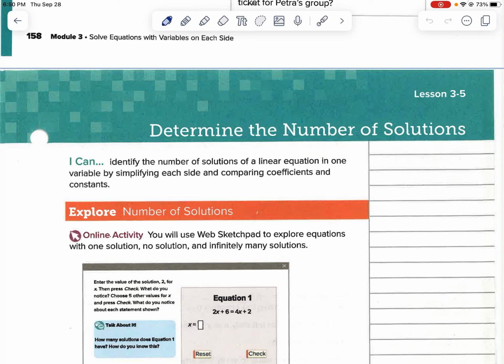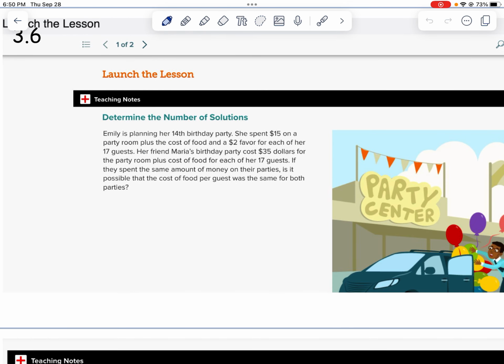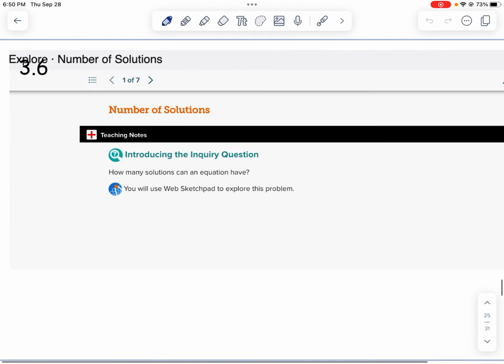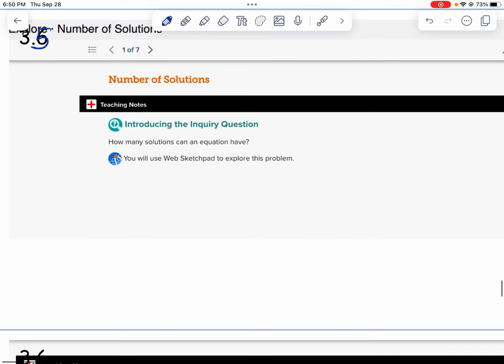Determine the number of solutions. We're going to go over here to, it's right here. It's actually, I don't want to do that one. I'm going to do this one. Okay, this should say 3, 5. I messed up. How many solutions can an equation have?